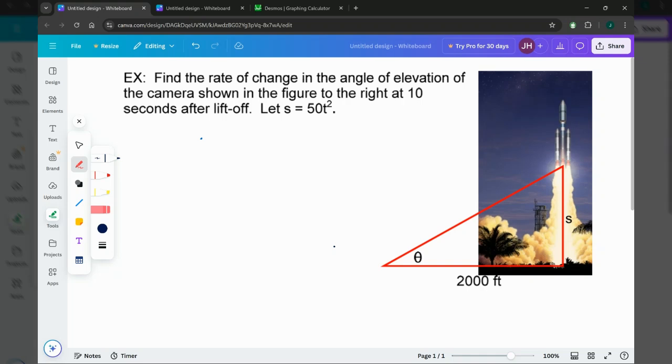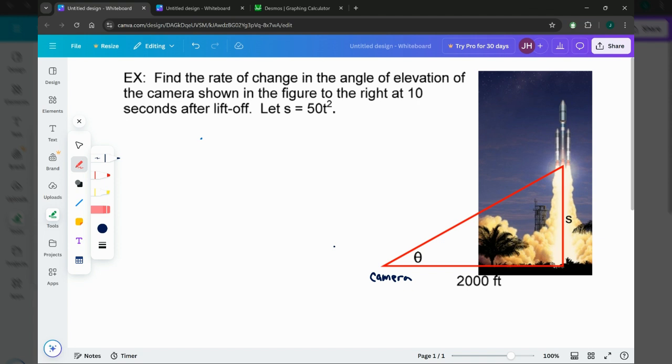This is the Herm Dog, and we're going to do some more related rates questions today. I want you guys to find the rate of change in the angle of elevation of the camera. And by the way, the camera would be right here, 2,000 feet away from the launch pad in this figure. And I want to know what that angle of elevation is doing 10 seconds after liftoff.